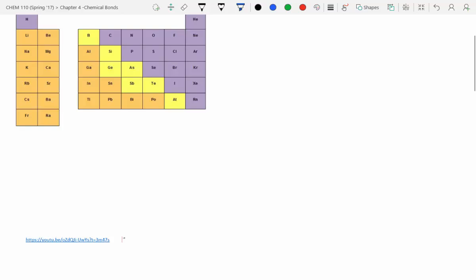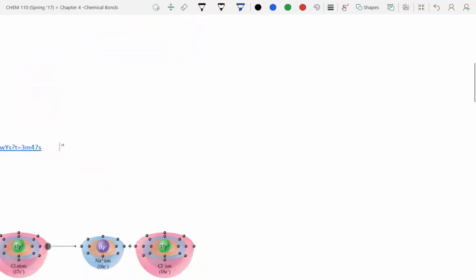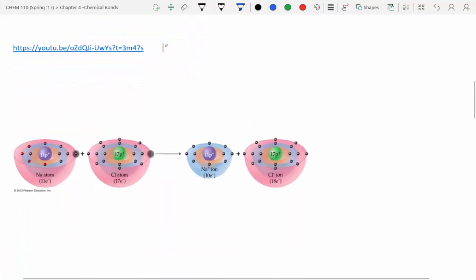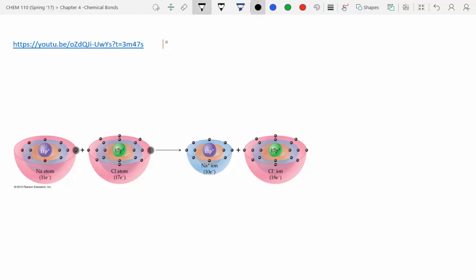All right, so let's take a look at a cool reaction here. So let's say we've got sodium, right? Sodium in this case has how many valence electrons? Just looking at the periodic table, it's in group 1, right? Where chlorine, on the other hand, has 7. And the octet rule basically says that atoms would prefer to have an octet of electrons, right?